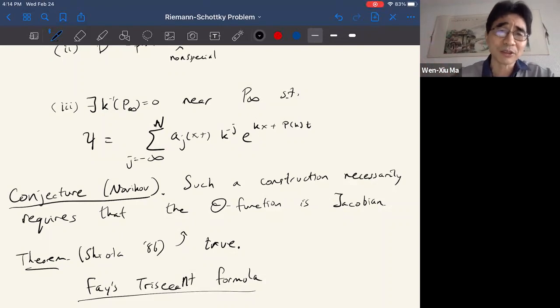Then what kind of Riemann surface can you use to present their algebro-geometric solution by using the theta function? So that's really, I think, a question for soliton people.